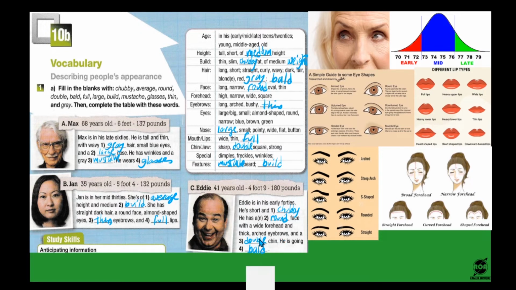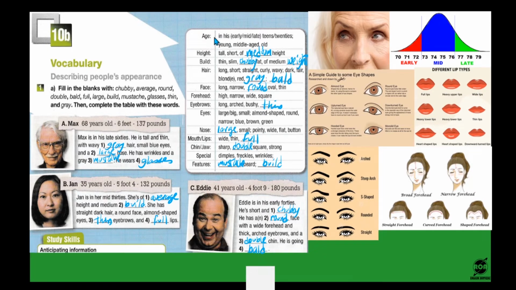Arched eyebrows. Okay, right here they look like an arc. And a double chin. This one right here is a double chin. So you say that he is going bald because he in the future won't have so much hair on his head, so he's going bald.